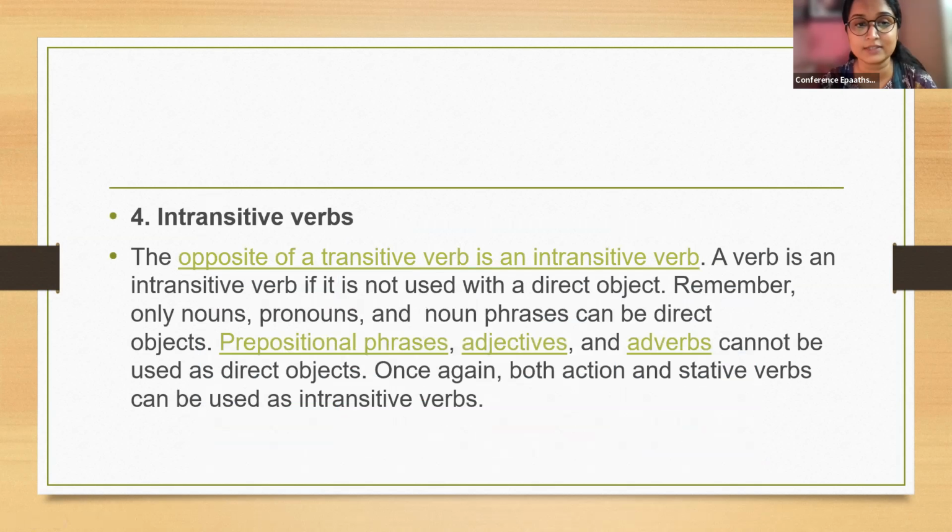What are intransitive verbs? The opposite of a transitive verb is an intransitive verb. A verb is intransitive when it is not used with a direct object. So remember, only nouns, pronouns, and noun phrases can be direct objects. Prepositional phrases, adjectives, and adverbs cannot be used as direct objects.